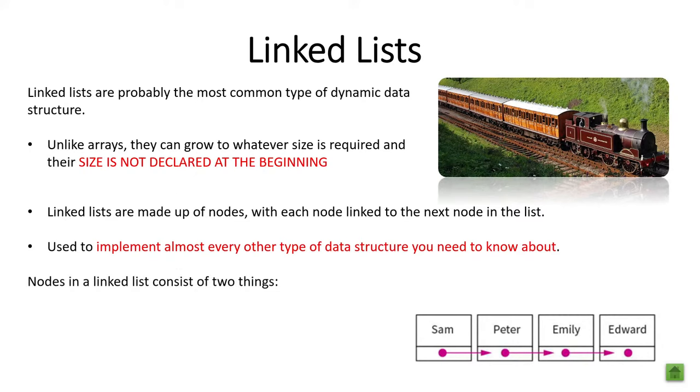If you're asked about these in the exam, there are two things that a linked list consists of. The first one is the data itself, and the second one is the pointer. So here, Sam is the data and the pointer is pointing to Peter. If you don't draw this or explain this, you are going to lose marks. So be very, very careful. Two things: data and the pointer.